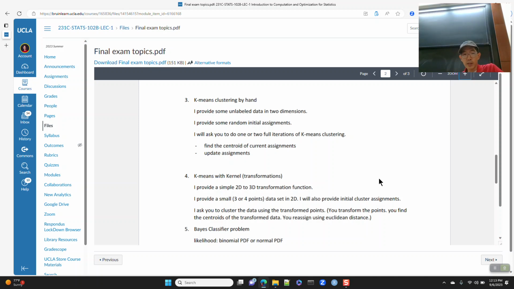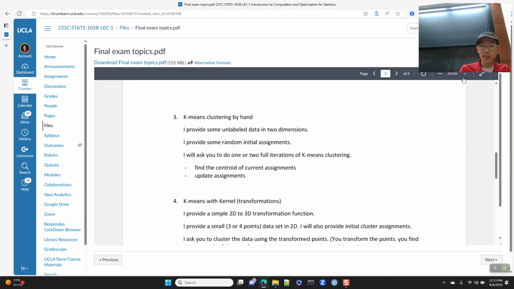I will have a k-means clustering problem where you will do the k-means clustering by hand. I will provide some data in 2 dimensions, so it'll be a matrix with 2 columns. It'll be a fairly small data set, maybe 5 or 6 points. Actually, maybe not too many points, 8 points at most, okay?